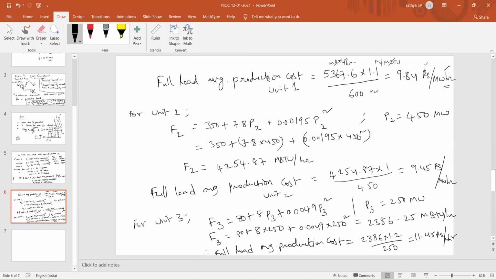Right. Till now, anyone having any doubts? How we calculated for unit 1, unit 2, unit 3? Is it clear to everyone? Once it is clear, we will go for the priority list. Clear to all of you? How we calculated the full load average production cost for each unit? Yes, sir. Shall we go for the priority list? Now note down.